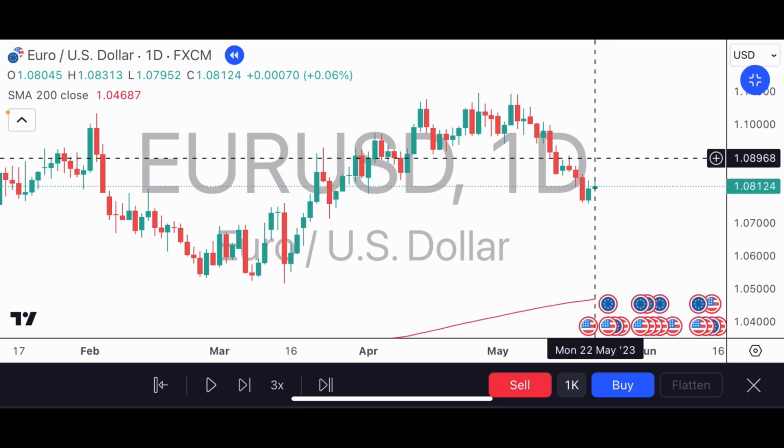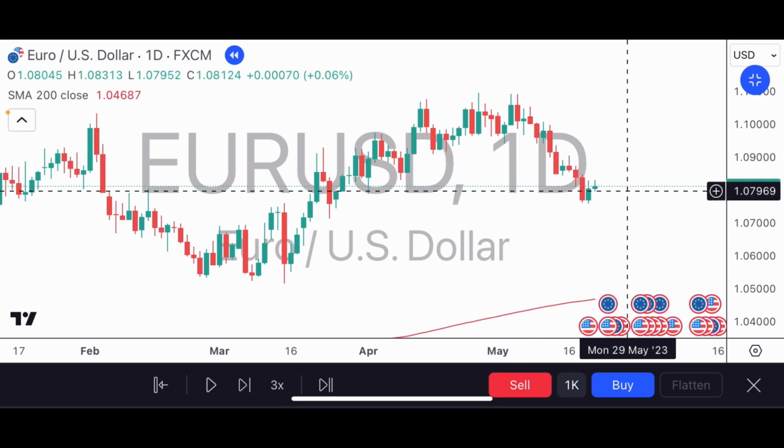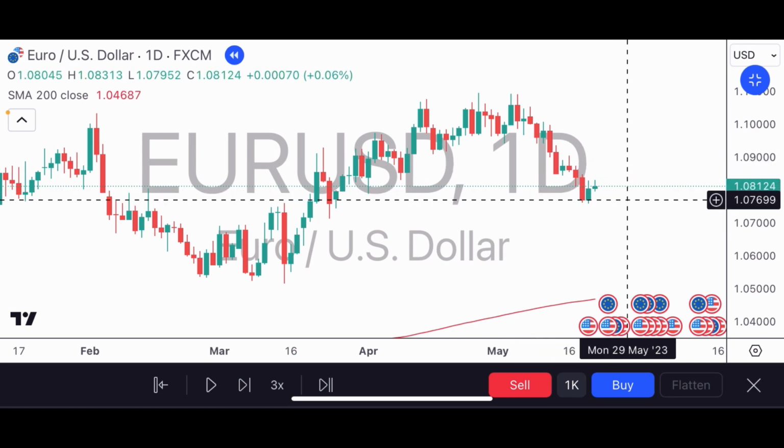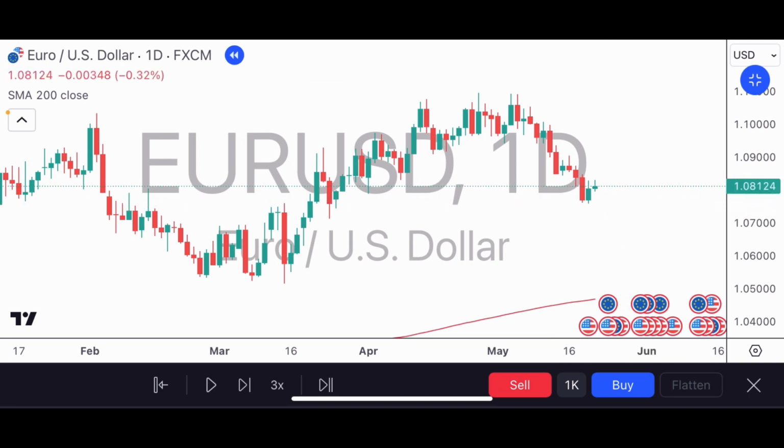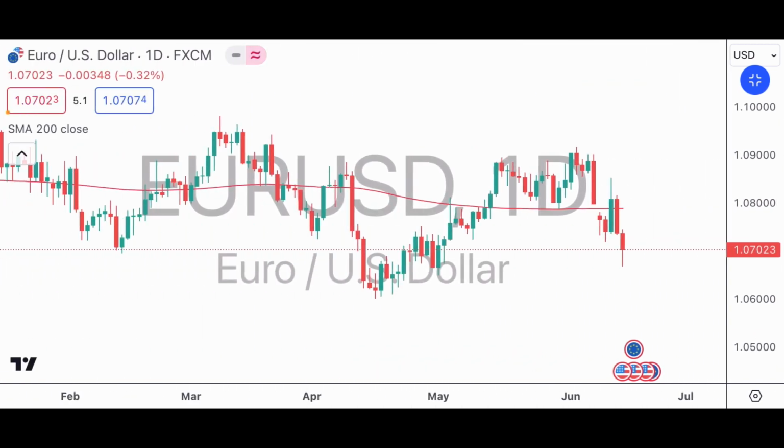So once it broke this trend, I was like, if it breaks this and then it goes beneath it, it's going for the next build up or resistance zone, which is going to be right over here, and pretty much what happened.